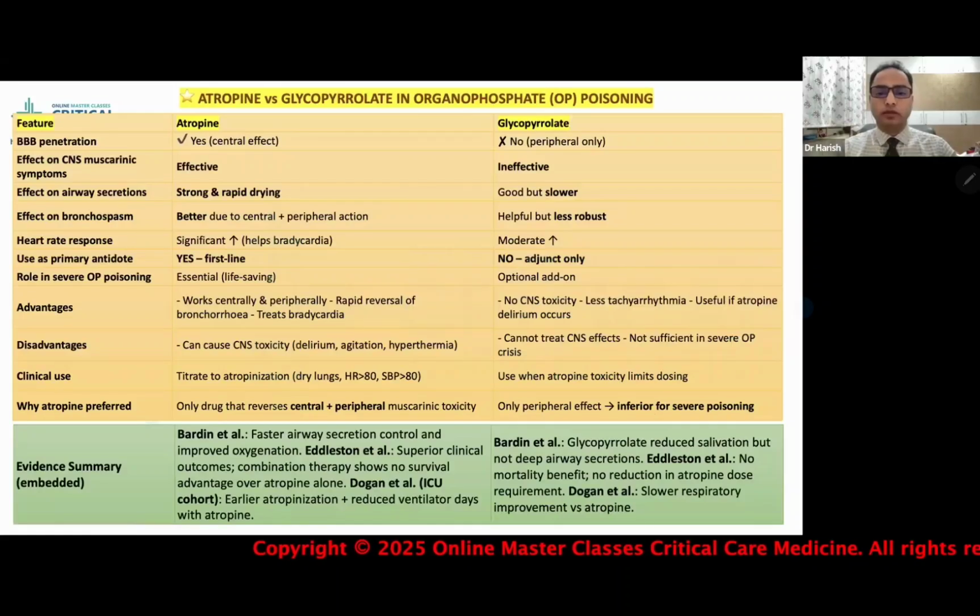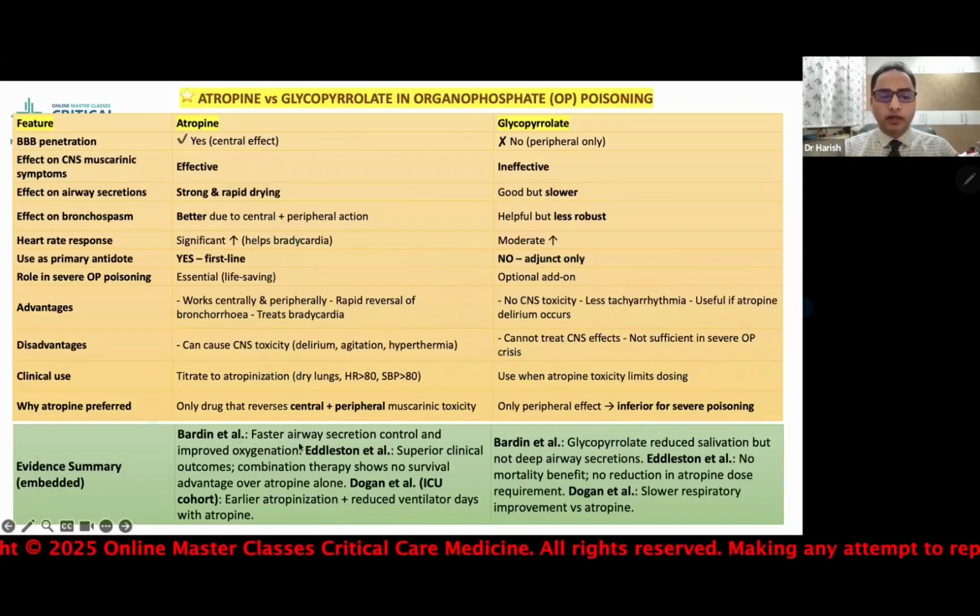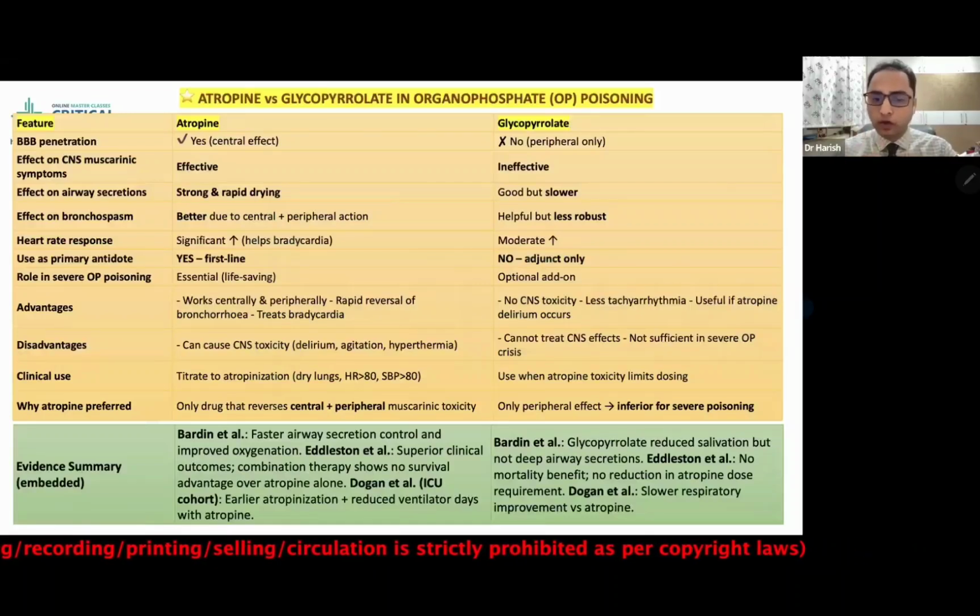What is the evidence? There are some data available. One clinical trial suggests atropine gives faster airway secretion control and improved oxygenation. Other data on clinical outcome show that combination therapy has no survival advantage over atropine alone. So atropine alone is okay; there is no need to club glycopyrrolate with atropine.